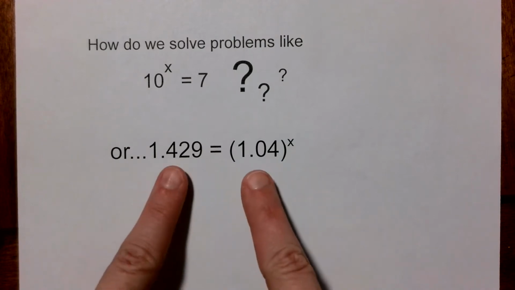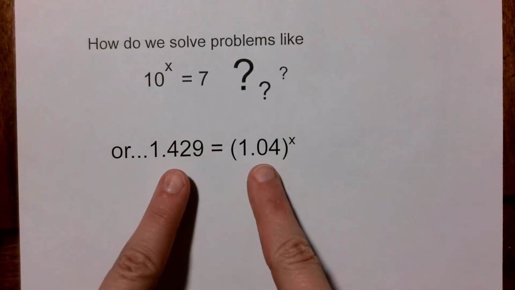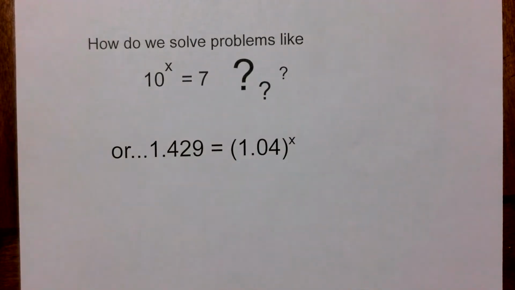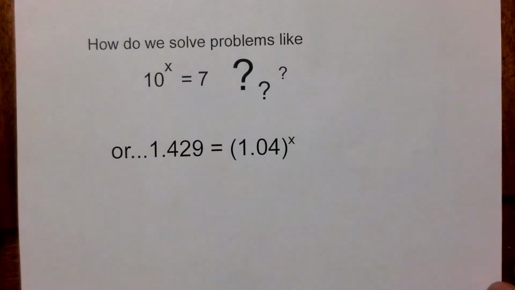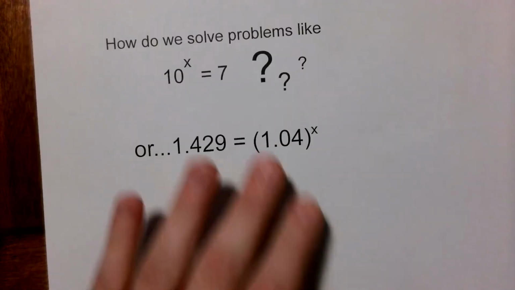Or if we had something with decimals, what do we do with something like this? If I'm trying to get the same base to a power and I have a number like 1.429, what do I do with that to get the same base to a power? And the answer to that is that we had to have logs. Logs are super useful in solving something like that.